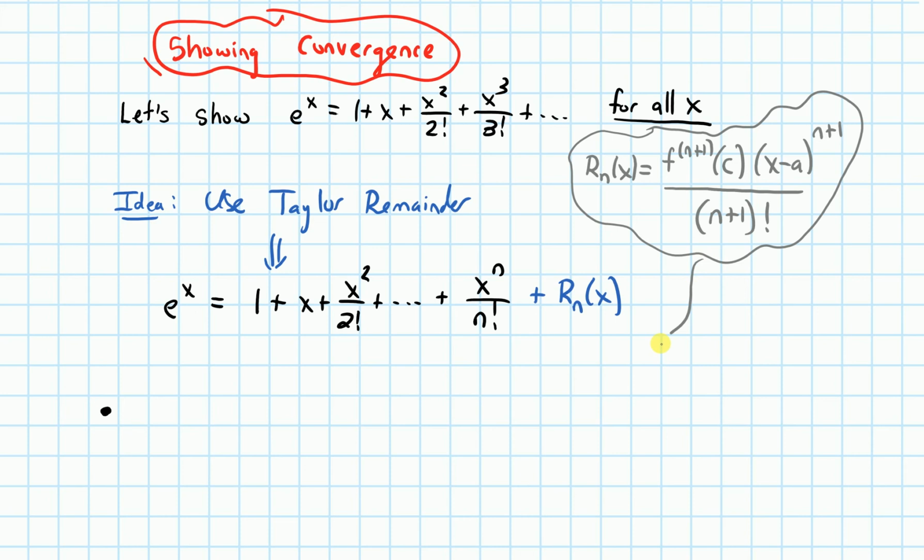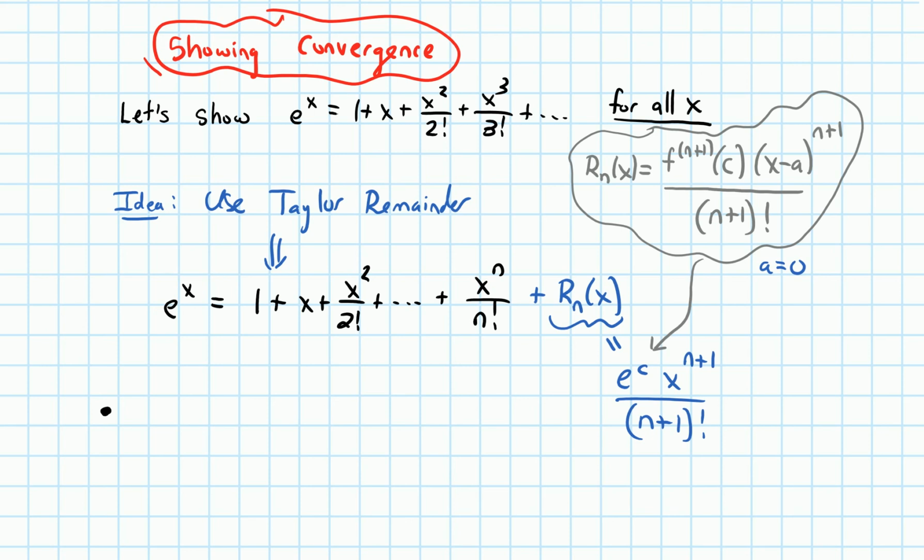If we plug in using our function, so our function is e to the x, if I let that be f, the n plus first derivative of e to the x is just going to be e to the x. And then if I plug c in, we'll get e to the c for that term. And a for our purposes is 0, because we're centering our series at 0. So we'd get times x to the n plus 1, and then over n plus 1 factorial in the denominator. Okay, so that is what Rn of x for our function e to the x is.